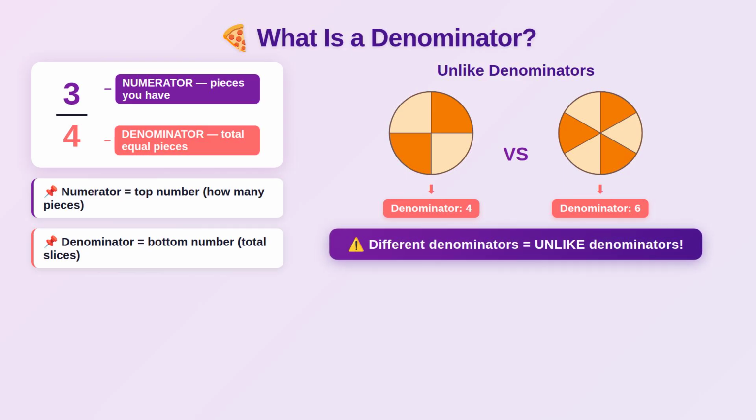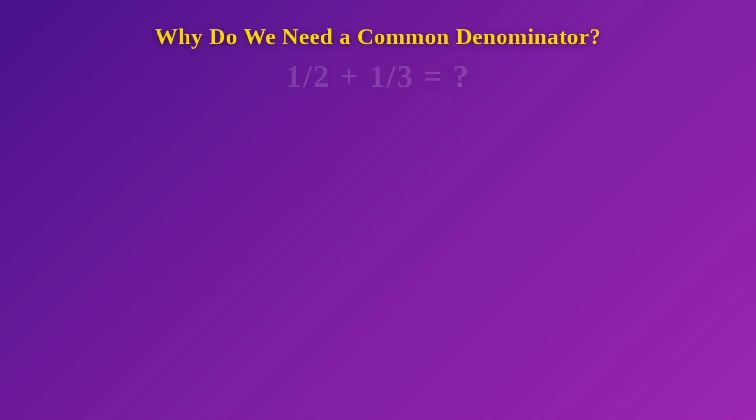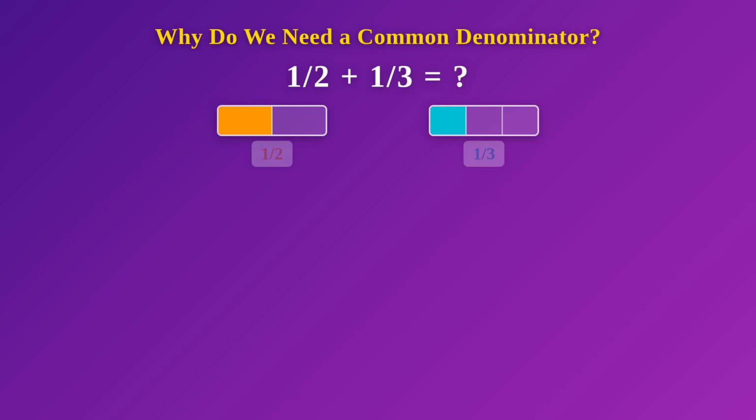Imagine a pizza cut into 4 equal slices. Now what if one pizza is cut into 4 slices and another into 6 slices? The slices are different sizes. Those are unlike denominators. Here's a great question: why can't we just add fractions with different denominators right away?